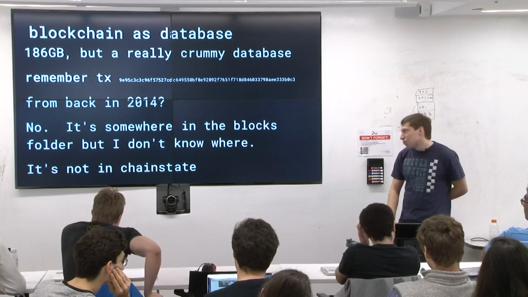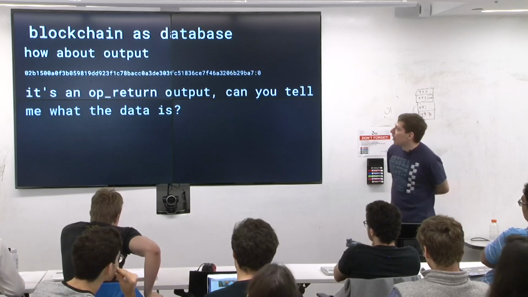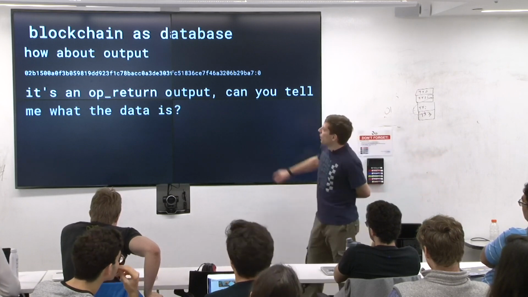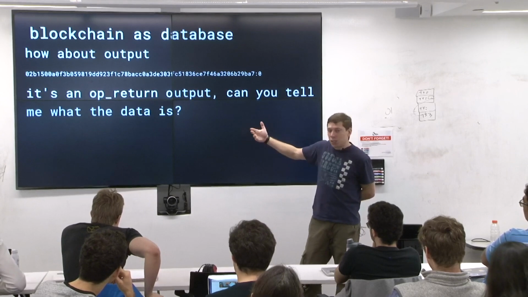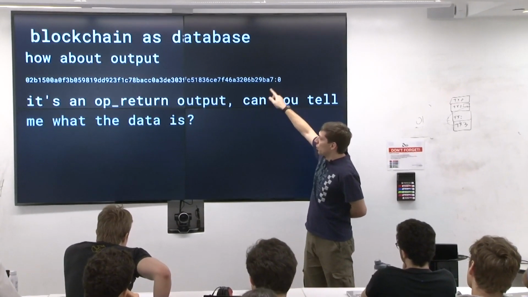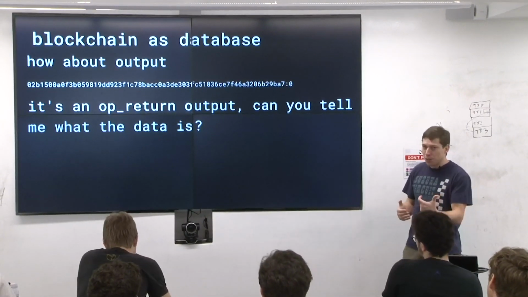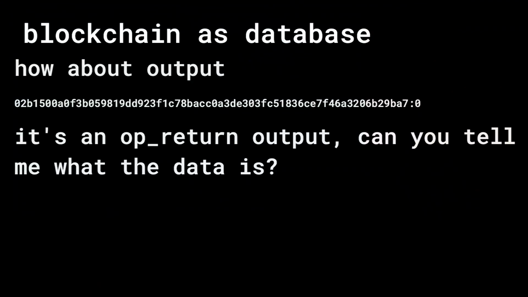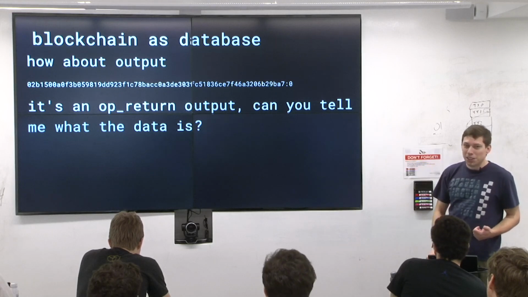Okay, so this one. Do you know this transaction? No. How about this? Well, I've got this output, right? It's still there in the UTXO. Someone spent here. This is a transaction, and the first one is an OP_RETURN output, right? So it's got some extra data, but OP_RETURN means it's invalid. I can't spend it. Can you tell me what the data is? Do you think it'll be able to?